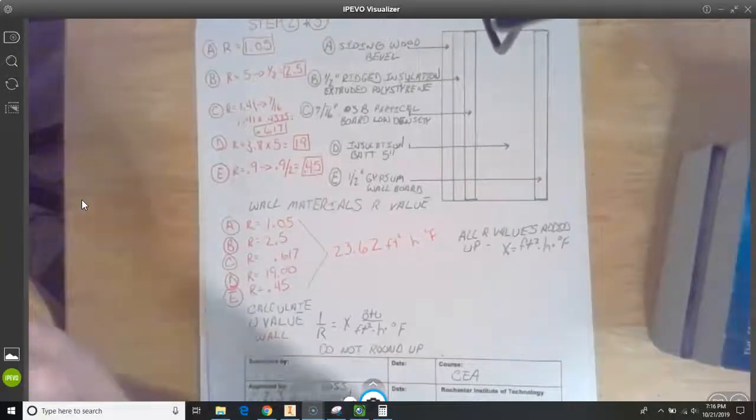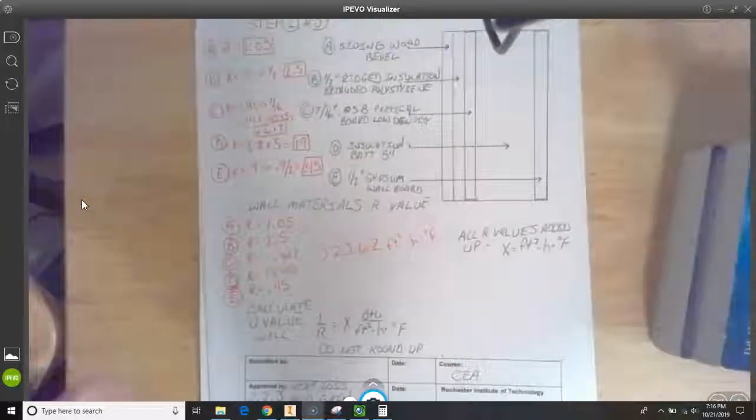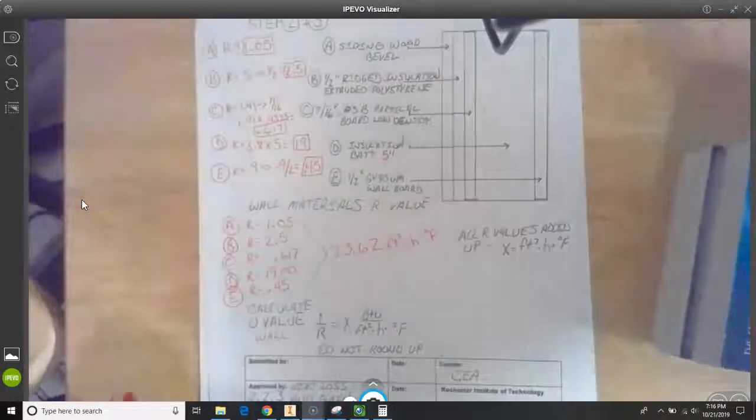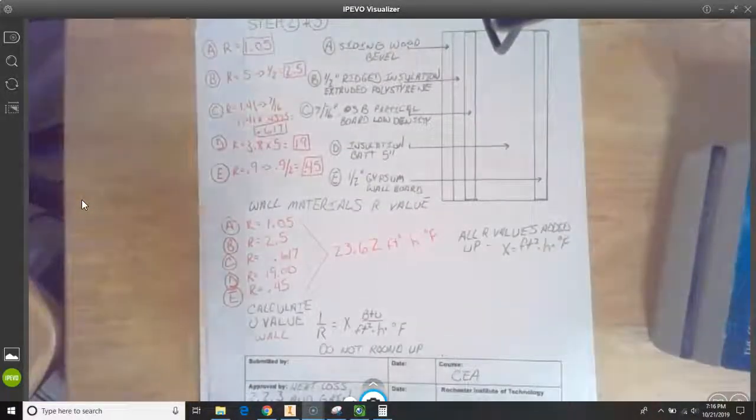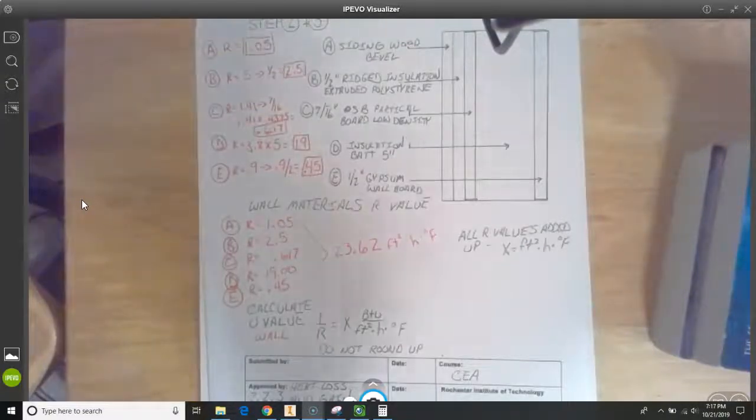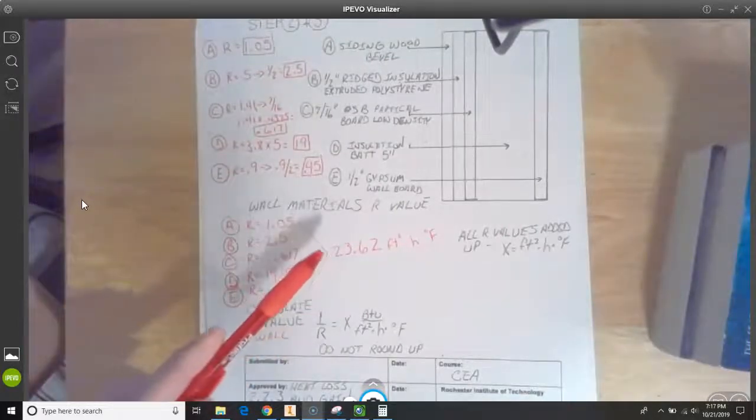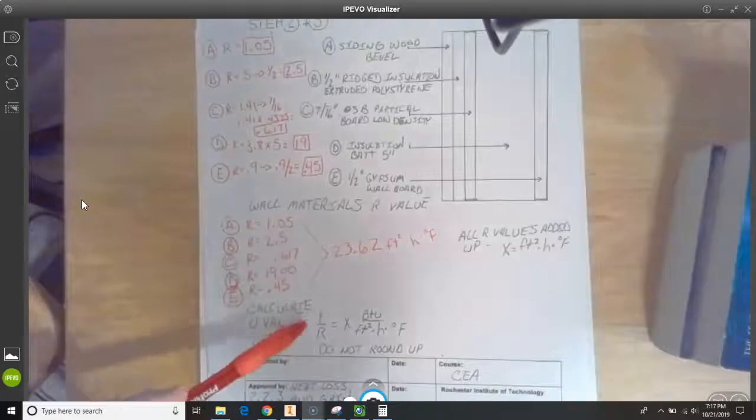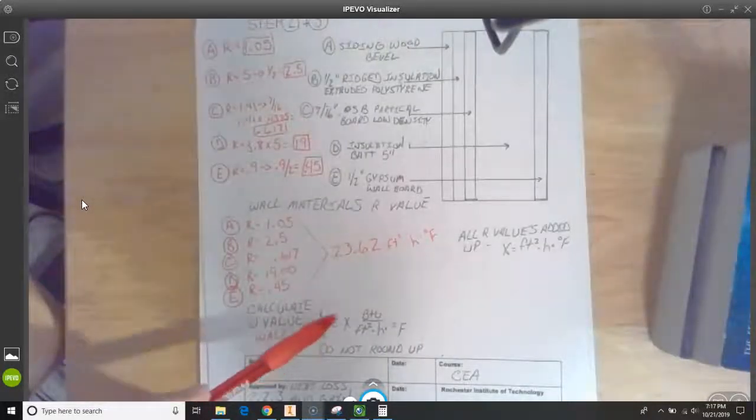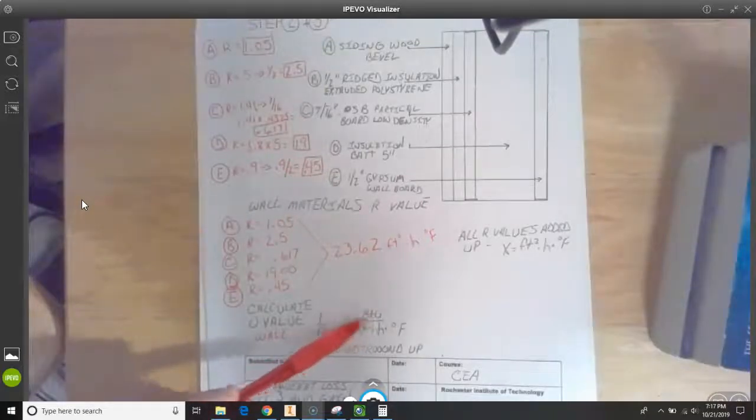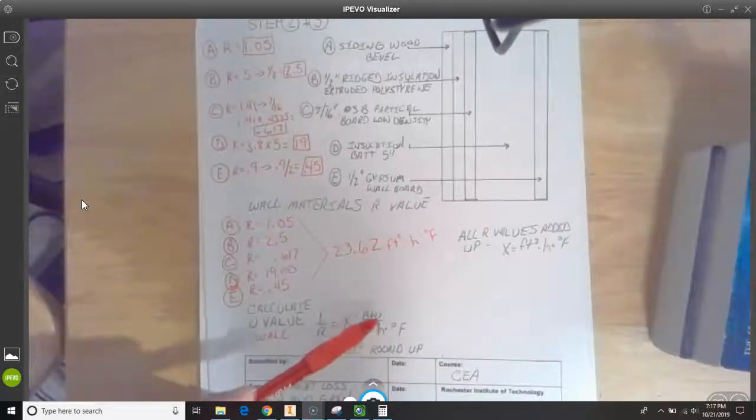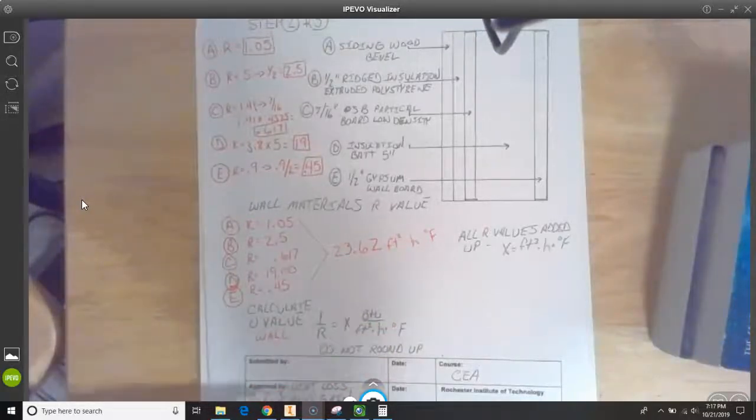Okay, now this is step number 3, and what we're going to do now is calculate what's called the U value. And the U value is simply the reciprocal of the R value. So we're going to put down 1 over the R value, and that's going to give us the units BTUs divided by feet squared times hours times degrees Fahrenheit.